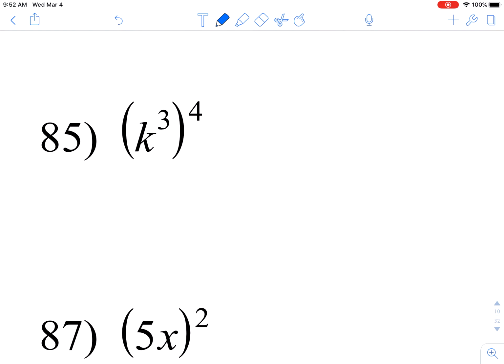Let's take a look at 85. This time we've just got k, so we're going to multiply this. So we're going to be left with k. 4 times 3 is 12. That's as far as you can go.